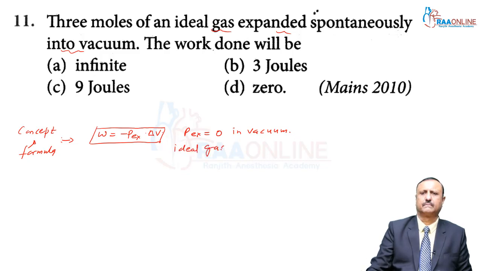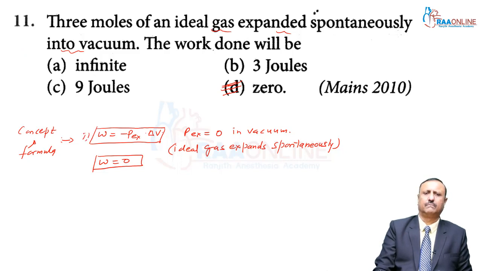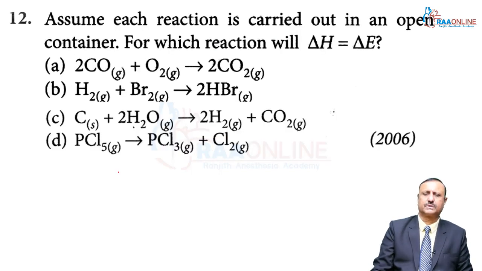Ideal gas expands spontaneously. So, my dear friends, P external is equal to 0, and this is multiplied by delta V, it means W is equal to 0 for question number 11, and your answer is D. You can go to the D answer by using this formula, W is equal to minus P external into delta V, and this question is also in mains 2010. Now, my dear students, we can go to the question number 12.